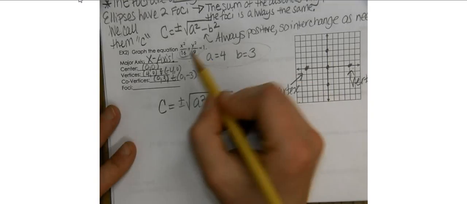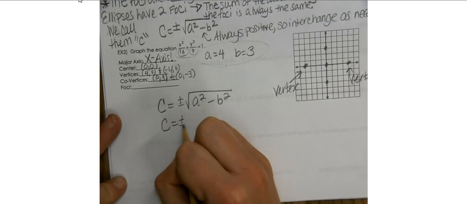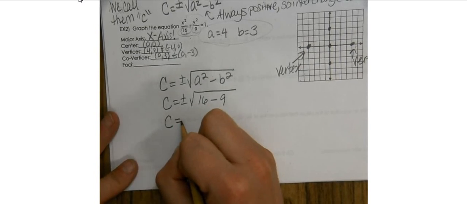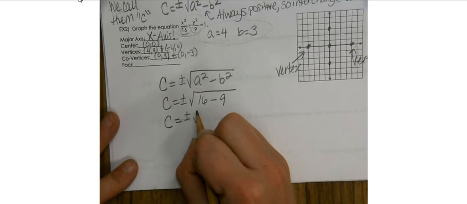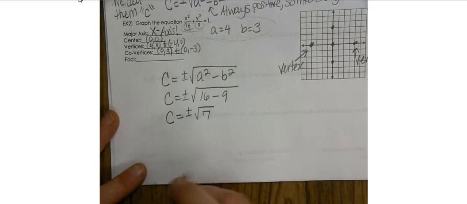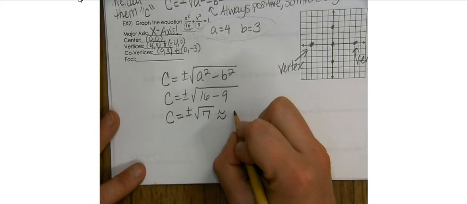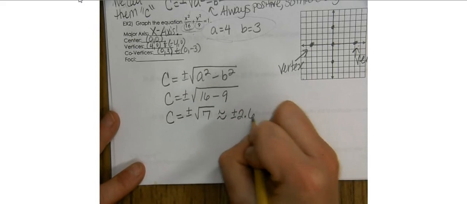So my large square, 4 squared is 16. So c is going to be equal to plus or minus the square root of 16 minus 9. And 16 minus 9 is equal to 7. So c is equal to plus or minus the square root of 7. And the square root of 7 is approximately 2.6. So this is plus or minus 2.6.